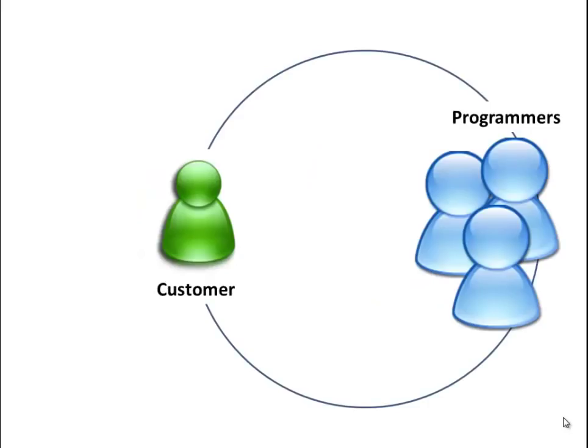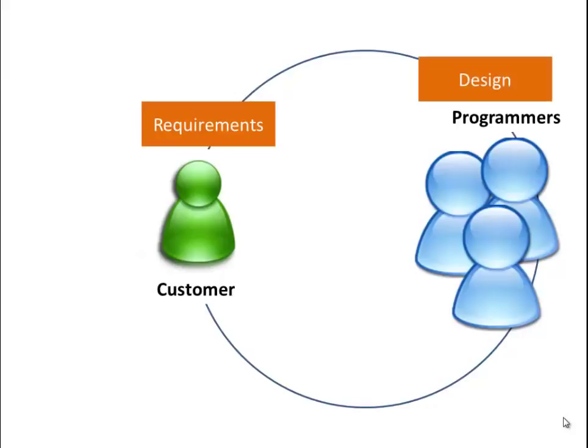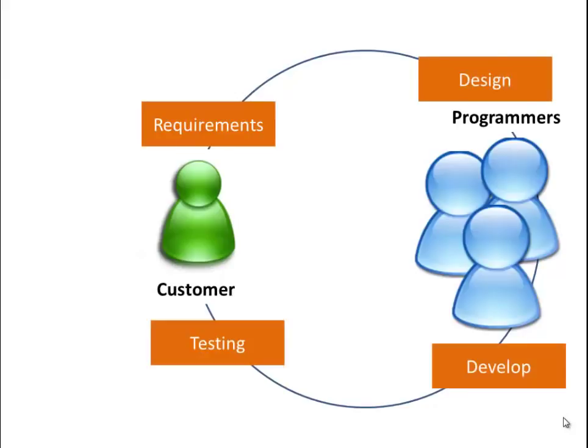Let's look at how software gets built. In the most simple case, software gets built like this. A customer explains his or her requirements to the development team, who then design and develop the software. The software, once completed, is made available to the customer, who then tests it and finally deploys the application so that others can begin to use the software.